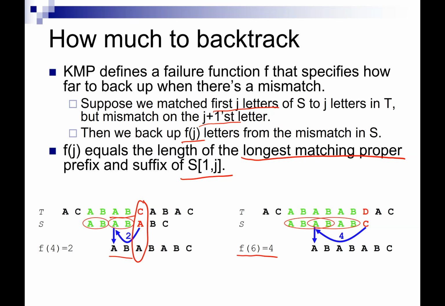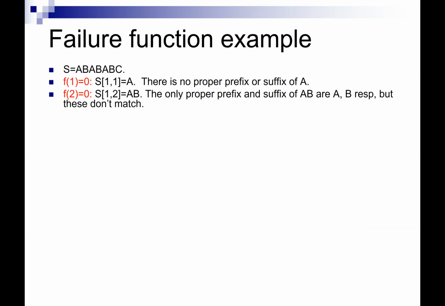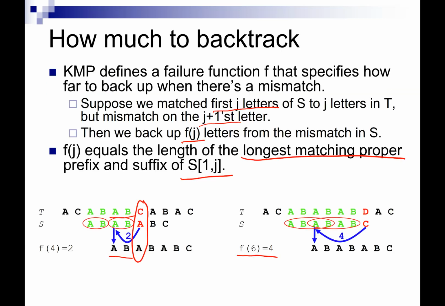All right, so then basically what we need to do is just to compute these f values, this failure function. So let's just do a more complete example just to make sure that we're on the same page about this. Again, the failure function is simply a function of s, so regardless of what t is, we compute this failure function just on s itself, because all we need to know is that we matched some number of letters from s to some portion of t.